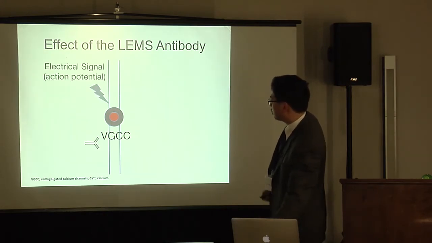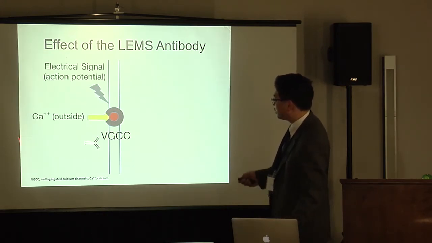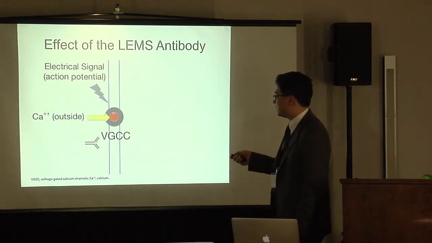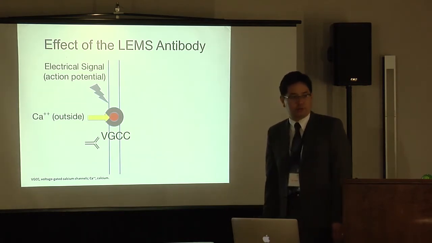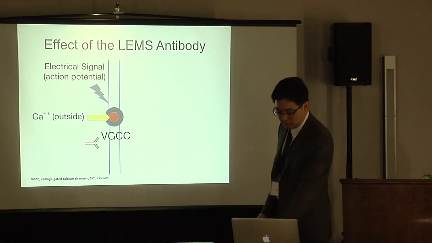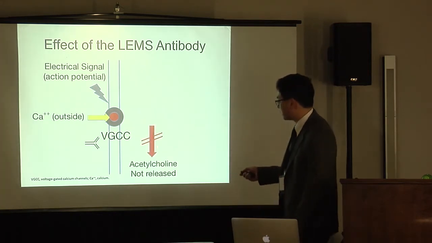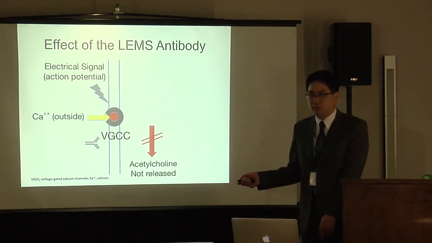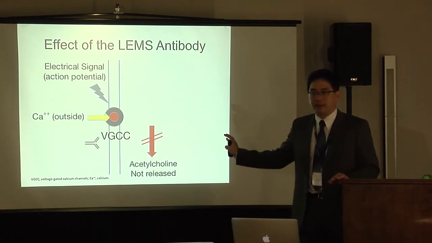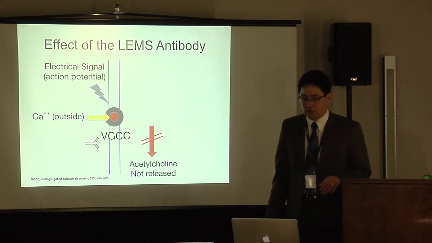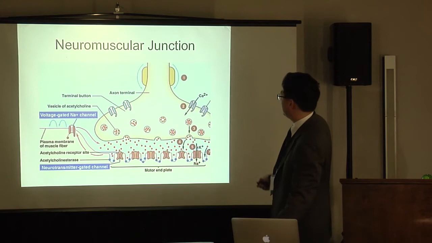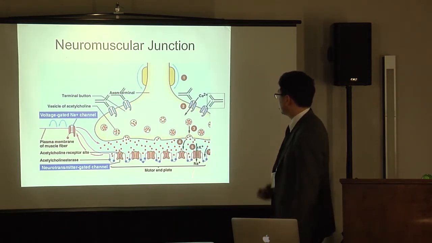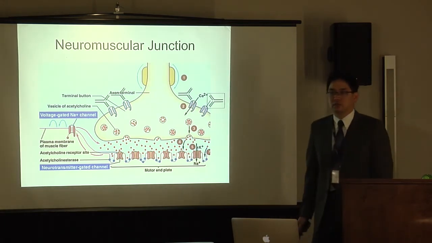Okay, but the electrical signal will come in, and the calcium can't get in because this antibody is preventing this door from opening, preventing this channel from opening. And then unfortunately what that means is acetylcholine will not be released anymore. It's just going to stay in those little packages, those little vesicles. Okay. So going back to this picture here, these are these calcium channels I'm talking about. And then there are antibodies that are all kind of creating trouble for these channels. Okay.